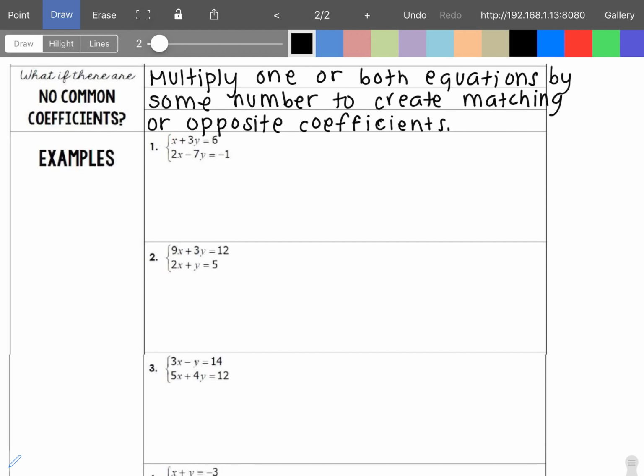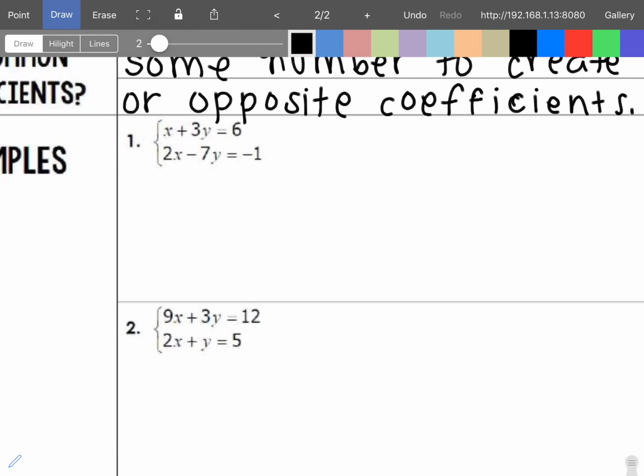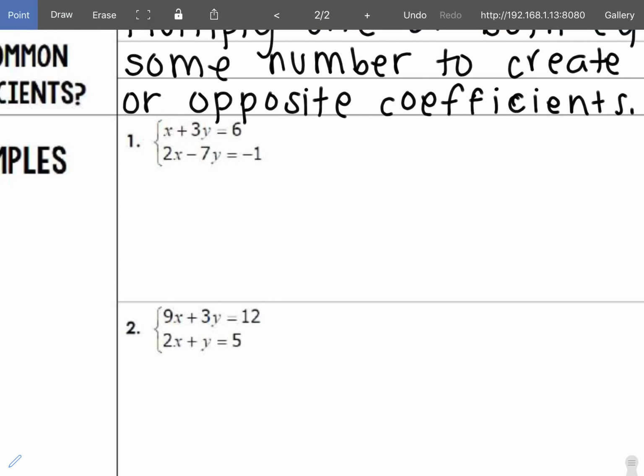Okay, multiply one or both equations by some number to create matching or opposite coefficients. Okay, this is what that means. Let's look here. The first thing we need to do is make sure the x's are lined up. Are the x's lined up, the y's lined up, and the numbers lined up? Yes. The x's and y's are on one side of the equal sign, and then the numbers, right?